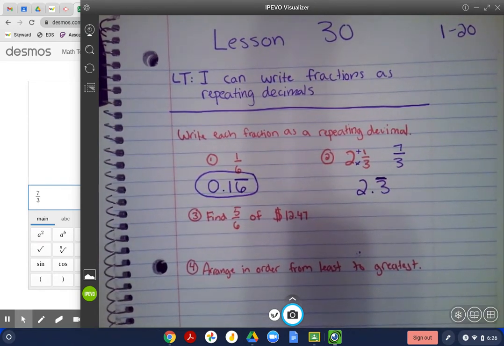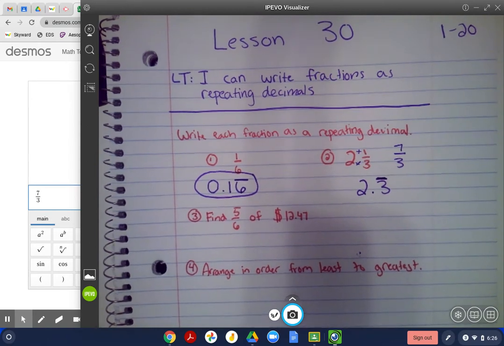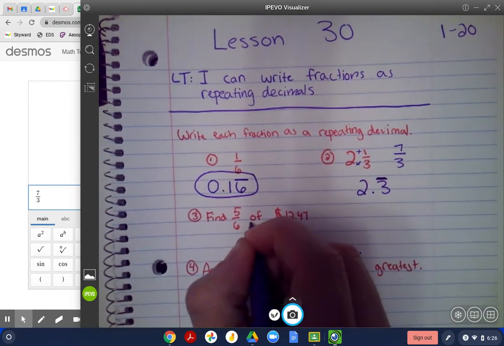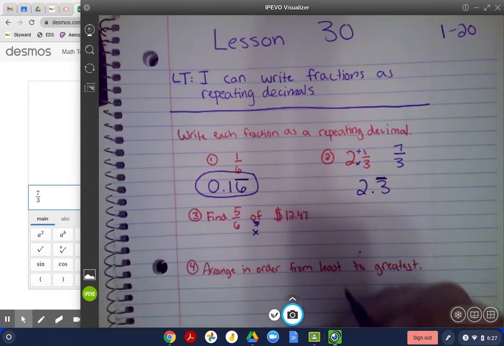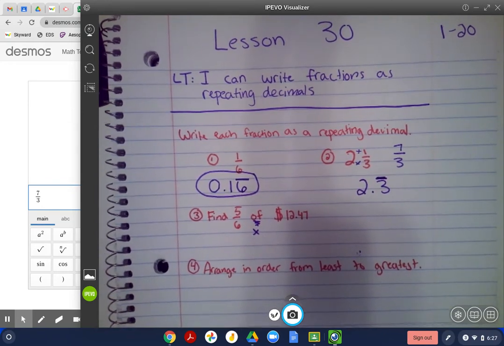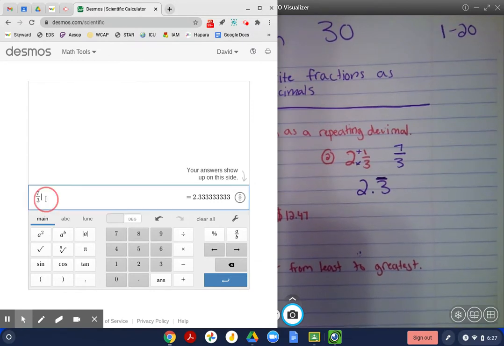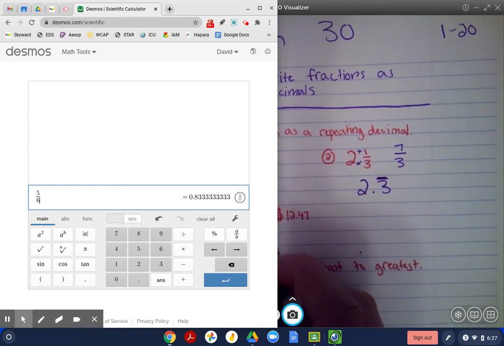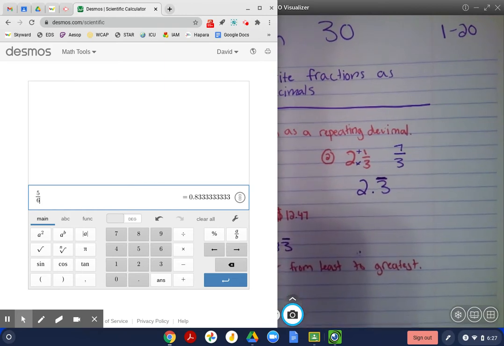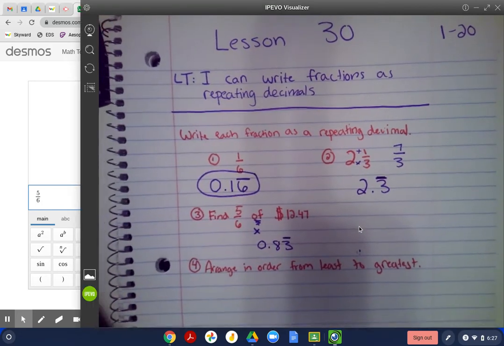Number 3, we have find 5/6 of $12.47. This keyword is "of," which means to multiply. Hopefully we know that by now. There's a couple of different ways we can do this, but we're going to change that fraction into a decimal. So we're going to figure out what 5/6 is. 5 over 6 is 0.833333, which would be 0.83 with that repetend above it, or about 0.83.